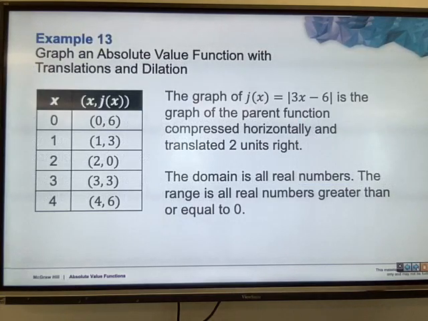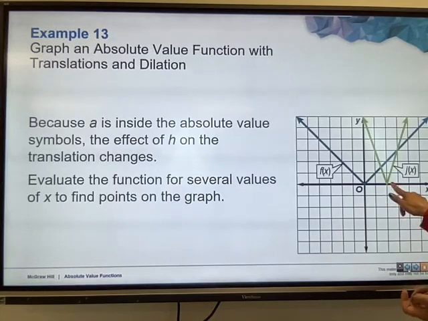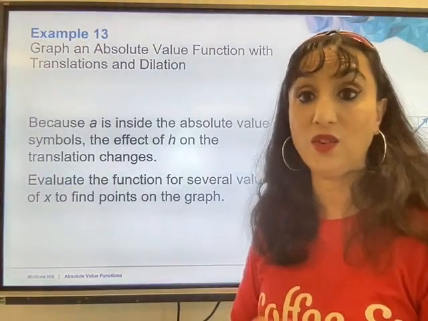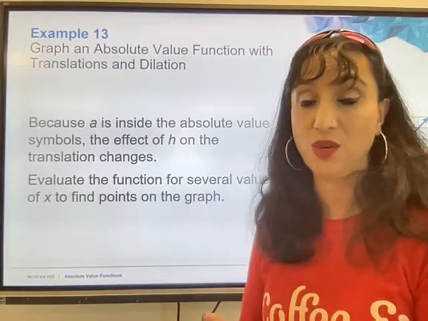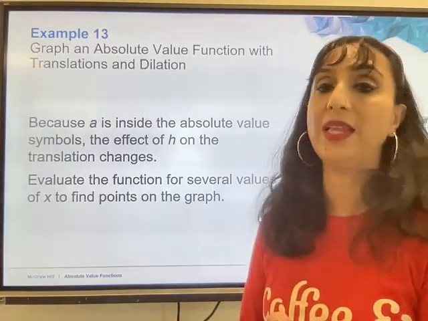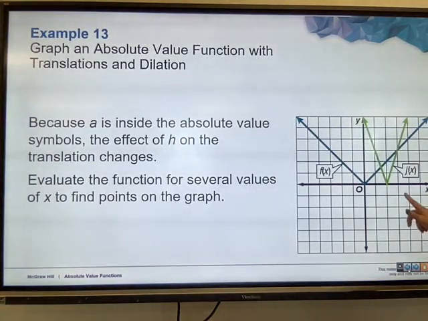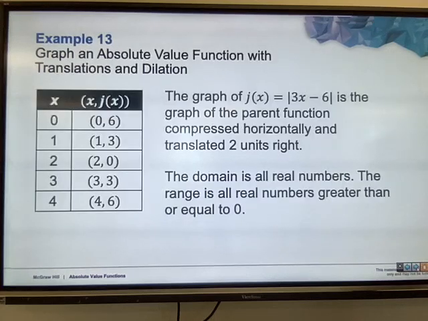Domain is all real numbers always, and range is all real numbers greater than or equal to 0. You always look at the bottom point, the vertex, and then based on that we are calculating. The range is the one that is mostly affected. Domain is always the real numbers, and then for range we are looking at where it is, so everything greater than or equal to 0.